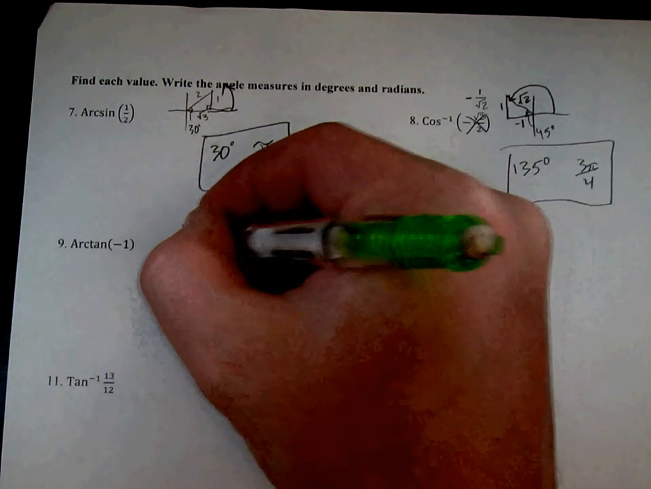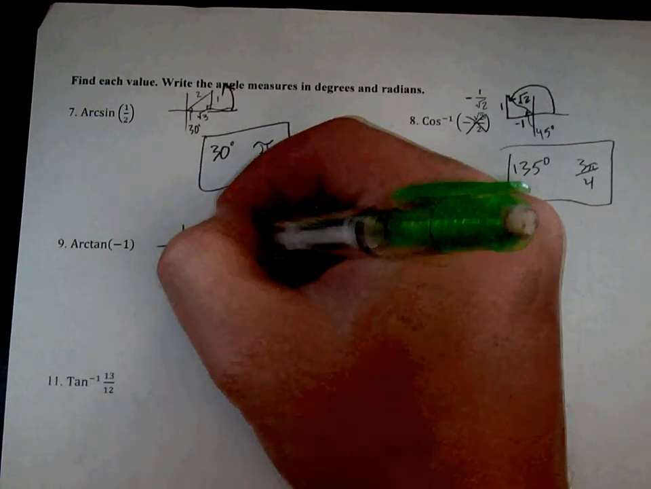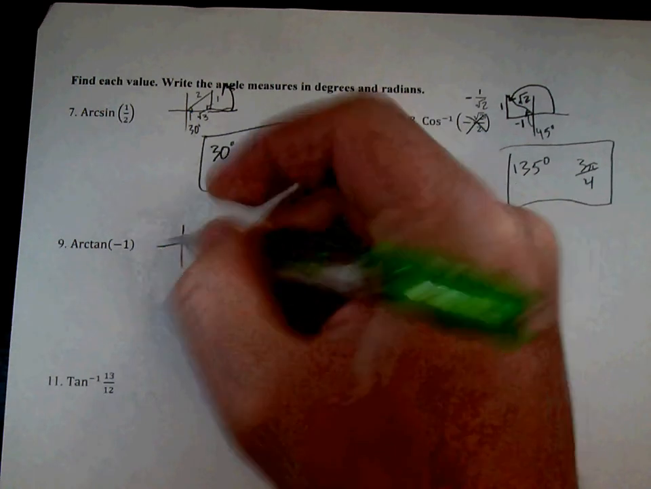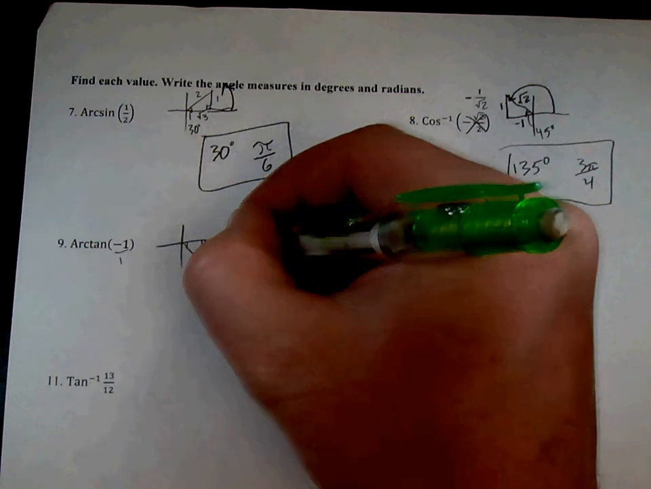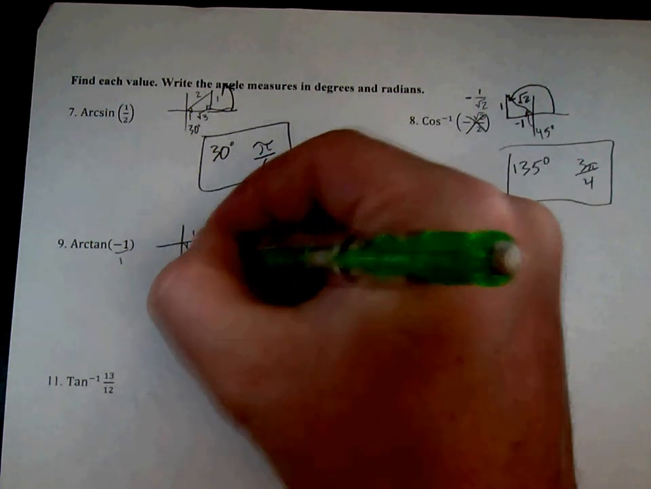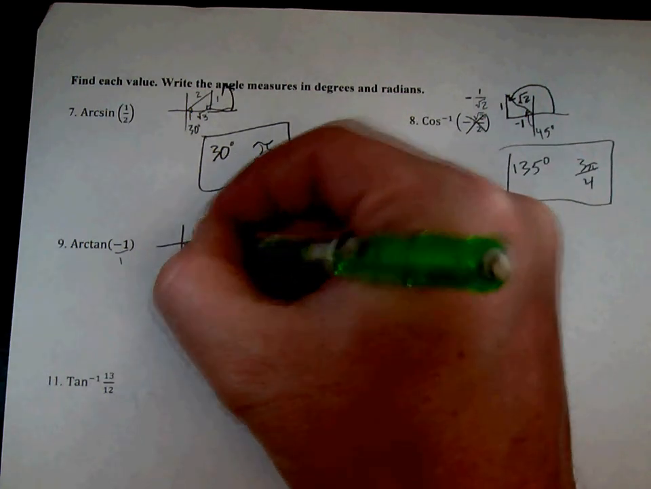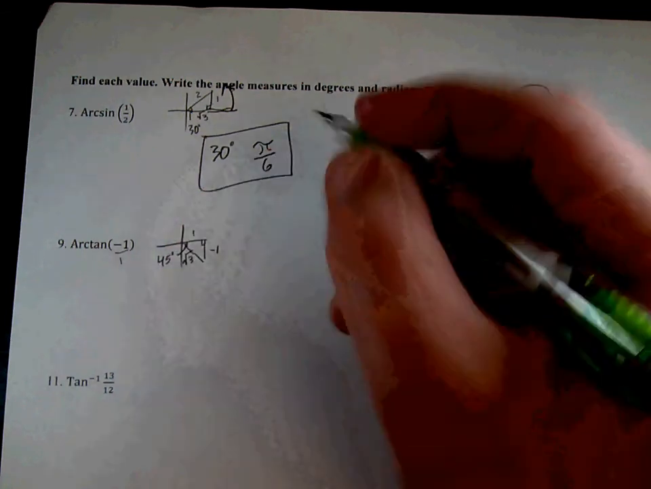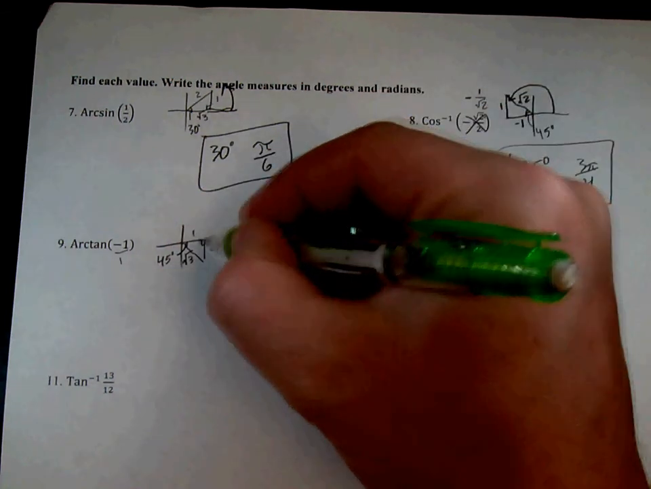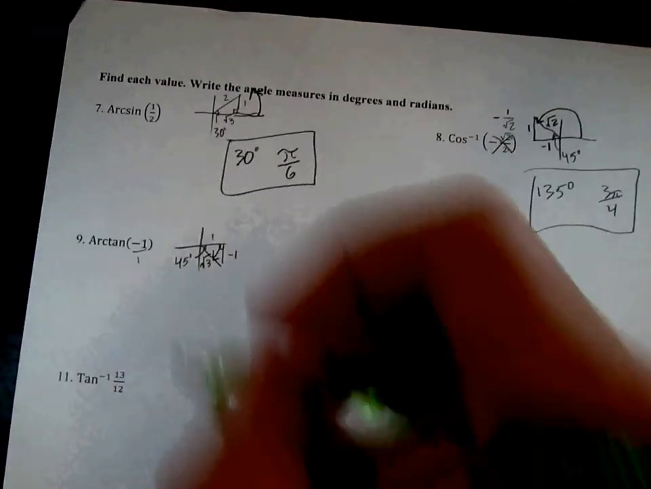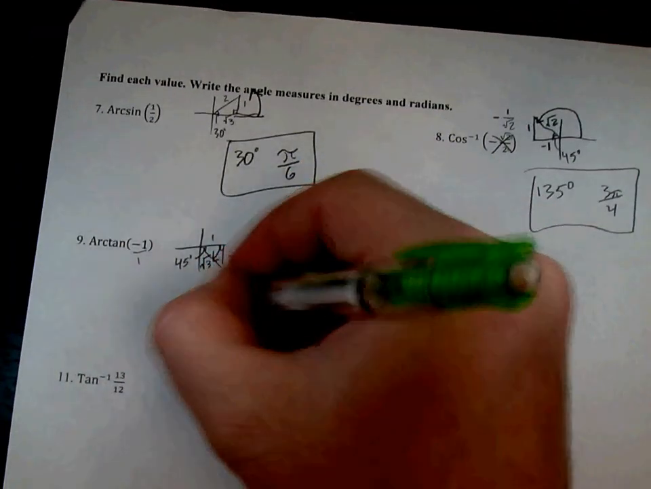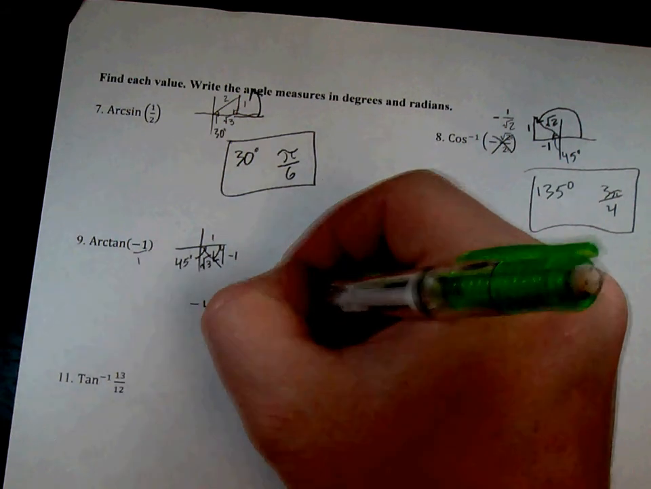Arctangent. Tangent is negative. We put that in the fourth quadrant. Opposite over adjacent. We put it as a fraction over 1. So opposite is -1. Adjacent's 1. That's a 45, 45, 90 triangle. Reference angle is 45 degrees. To get there from the 0, I have to go backwards in a clockwise fashion. So it's negative 45 degrees, or negative pi over 4.